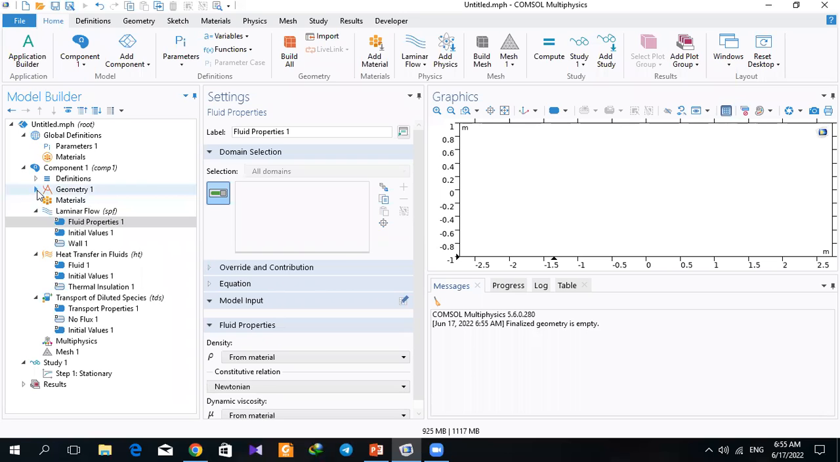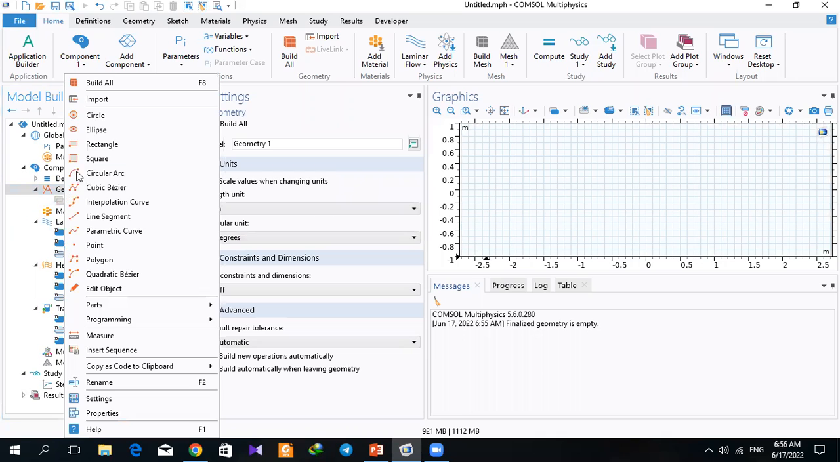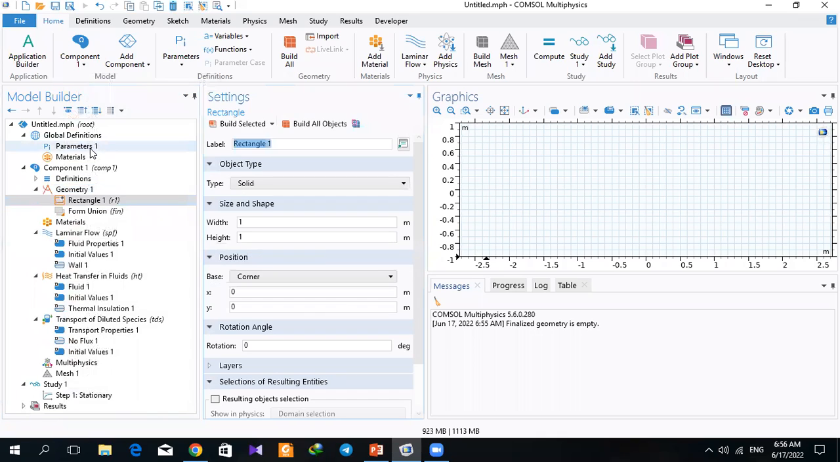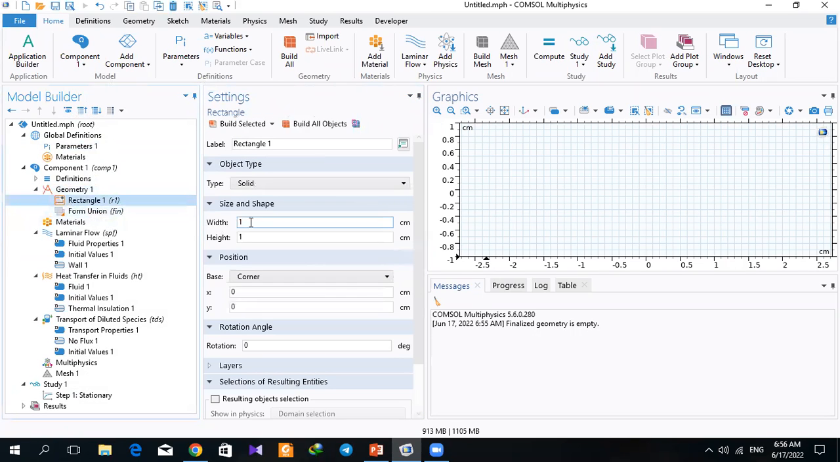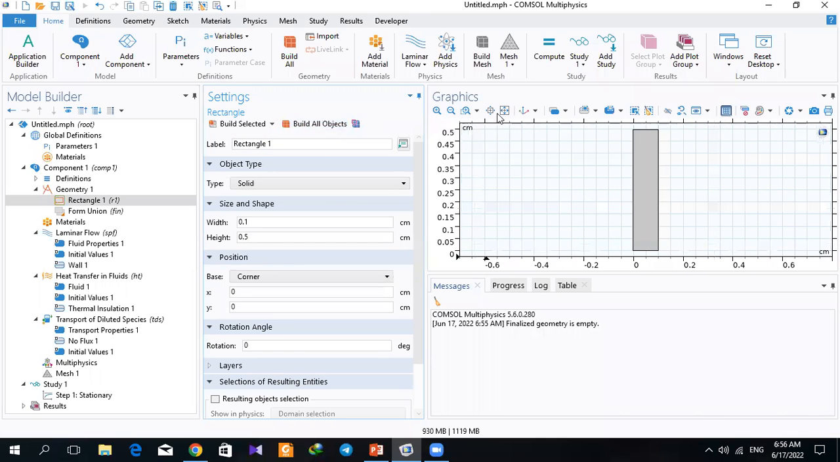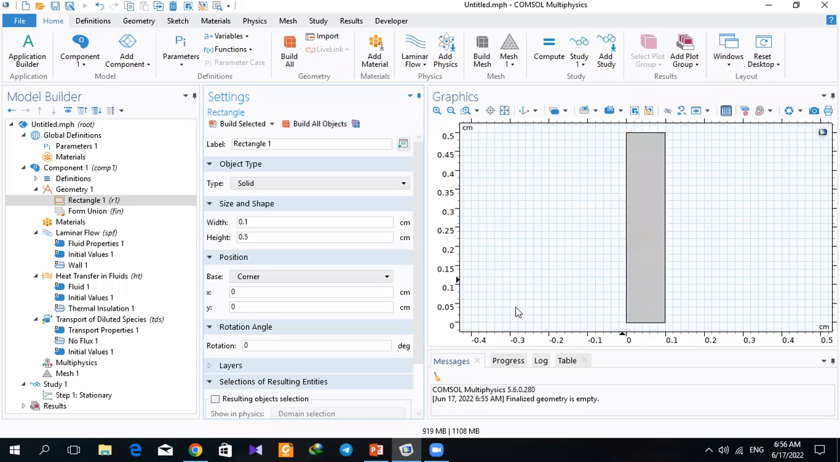Okay, I just go through geometry. I select a rectangle. I want to just define a tubular reactor. And I'm going to define the sizes based on centimeter. And define the width as 0.1 and height of 0.5. It can be a kind of tubular reactor.